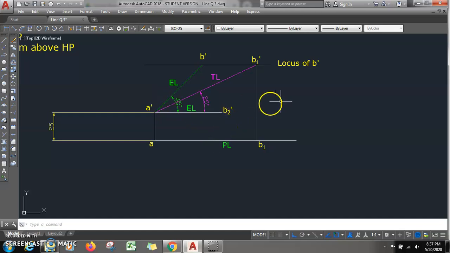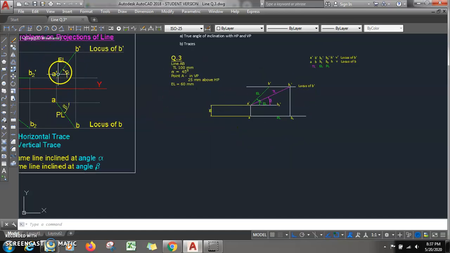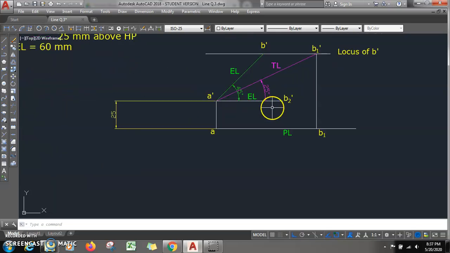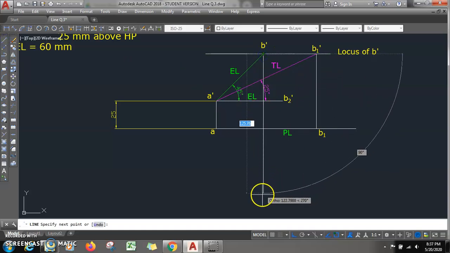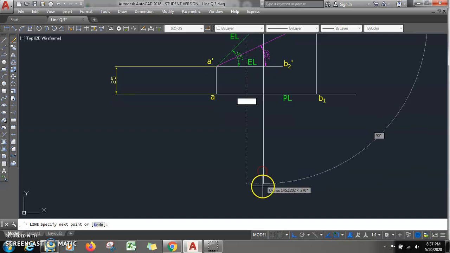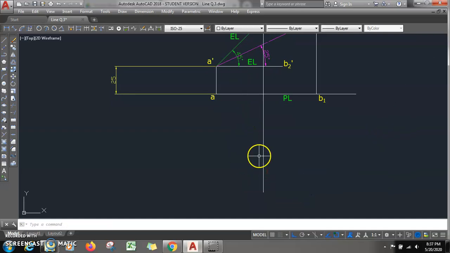What next? We know one thing, that A dash and A lie on the same line. Similarly, B dash and B also lie on the same line. So from B dash, I will draw one vertical line and extend it like this. Now see, I am having plan length, I am having point A, and this is the line on which small b will lie.